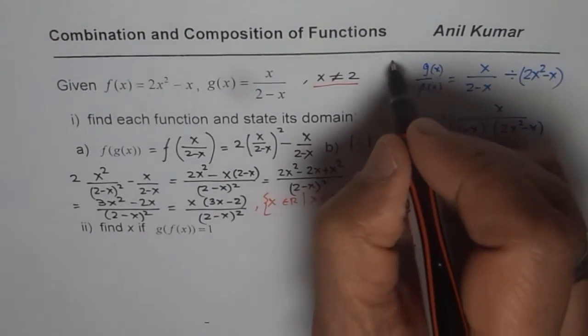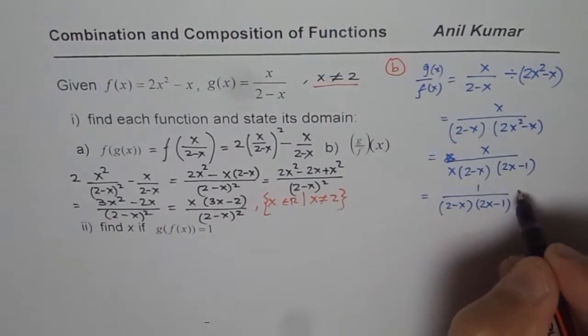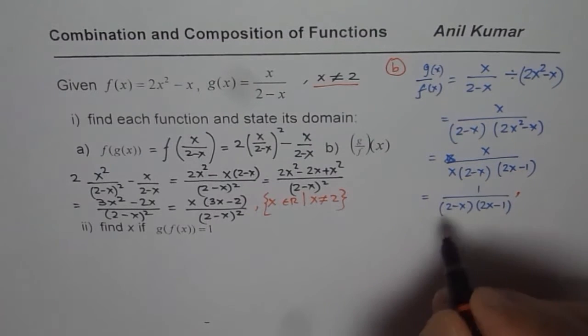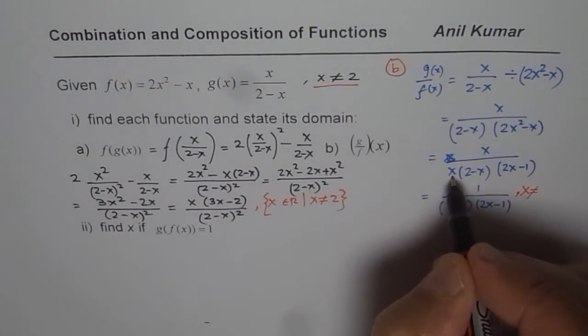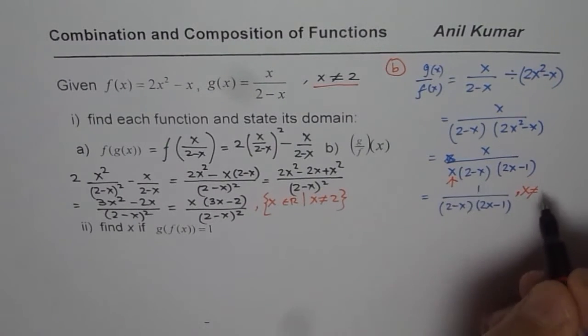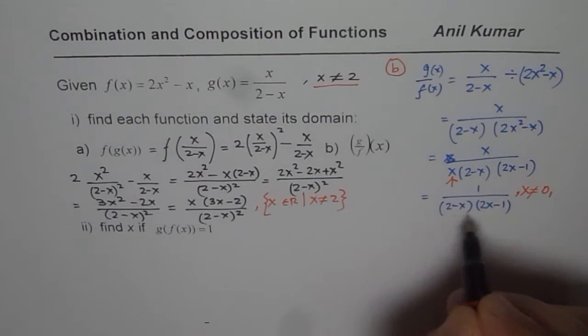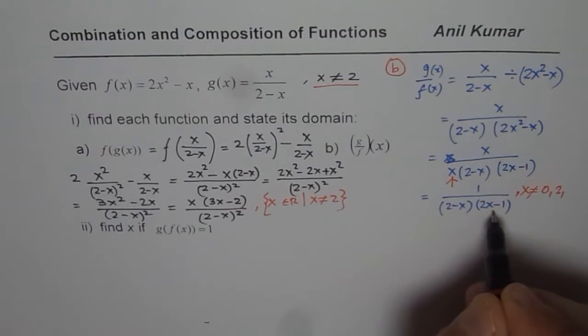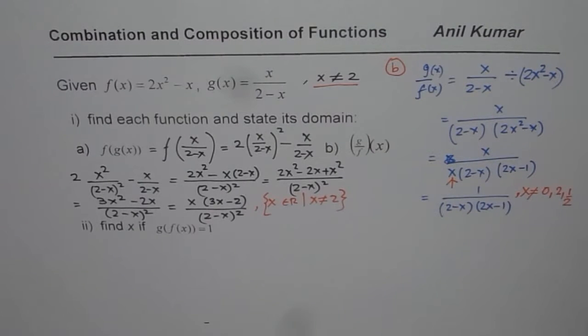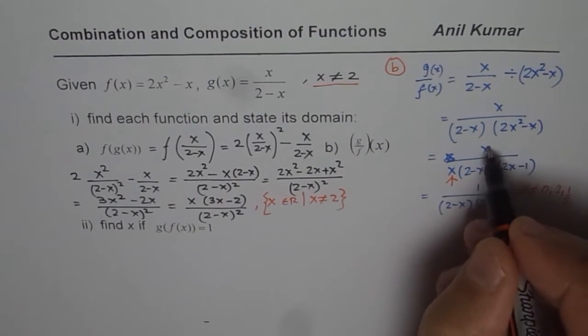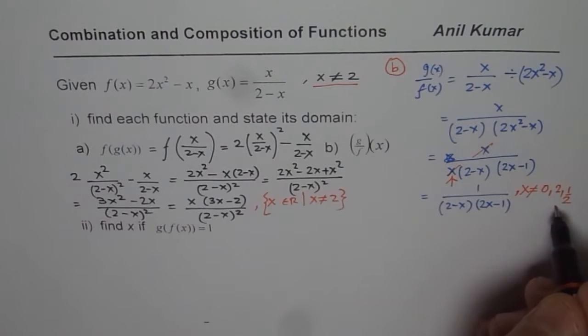Okay, let me write down part B here. In this case, the restrictions are what? We have to consider this x also, right? So it is x is not equal to 0, x is not equal to 2, and x is not equal to half. So there are 3 restrictions on this. You get the idea, right? Even when they cancel out, you have to include them in restrictions.